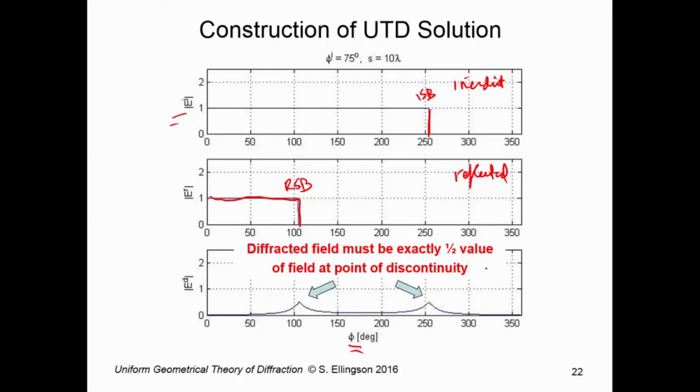And then finally we have UTD diffracted. And what happens here is we see the UTD diffraction is very small. It peaks up, it comes back down, it peaks up, it comes back down. And we see that's exactly 1/2 the value of the field at the discontinuity. So this, again, is a very useful thing to know about UTD and diffraction in general, that the diffracted field must be half the value of the field at the point which is discontinuous at the geo shadow boundaries.